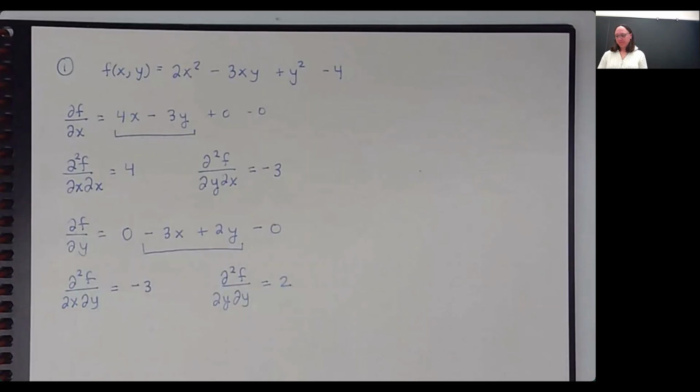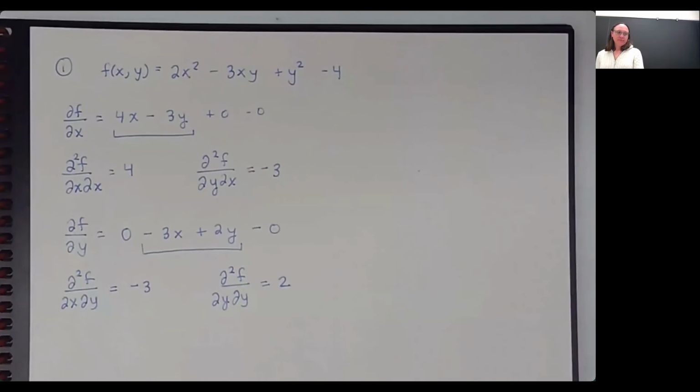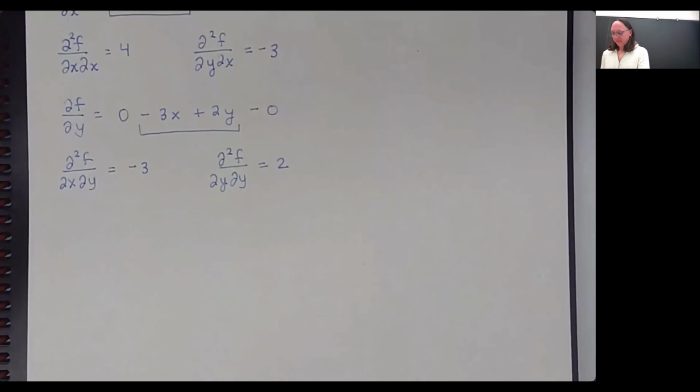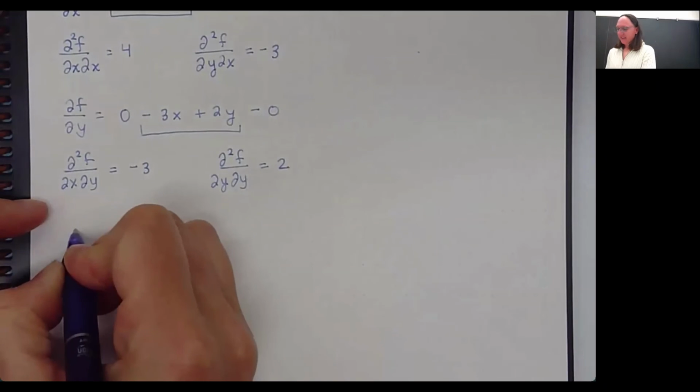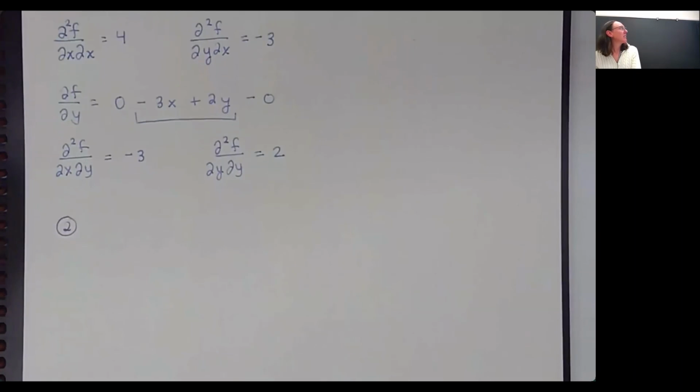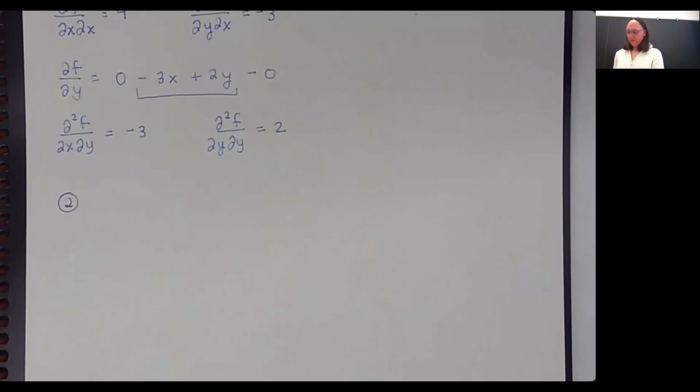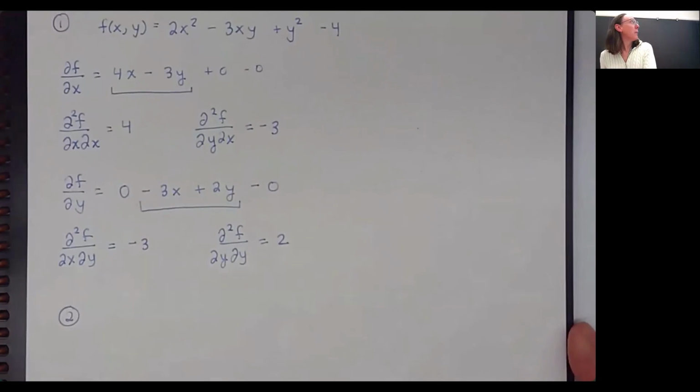The derivative with respect to x first gives us 4x minus 3y. Then after that, we differentiate again, whether it's with respect to x or with respect to y. Right. This next one is going to get a little bit messier.